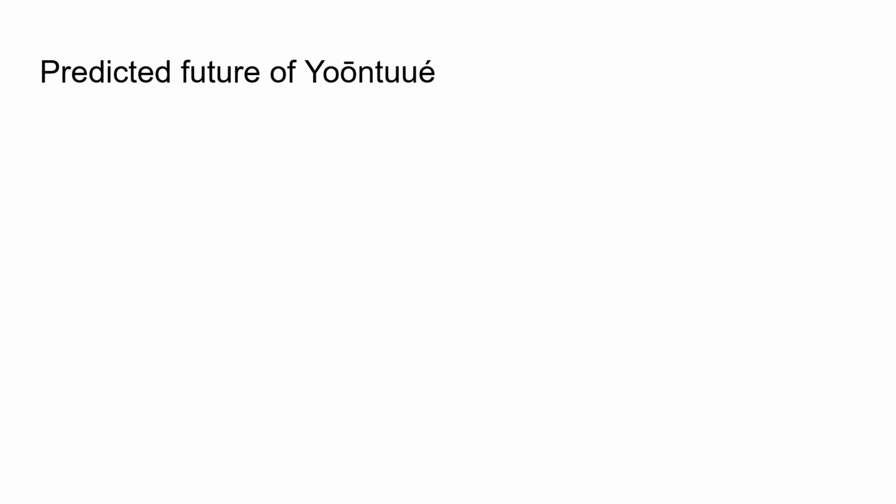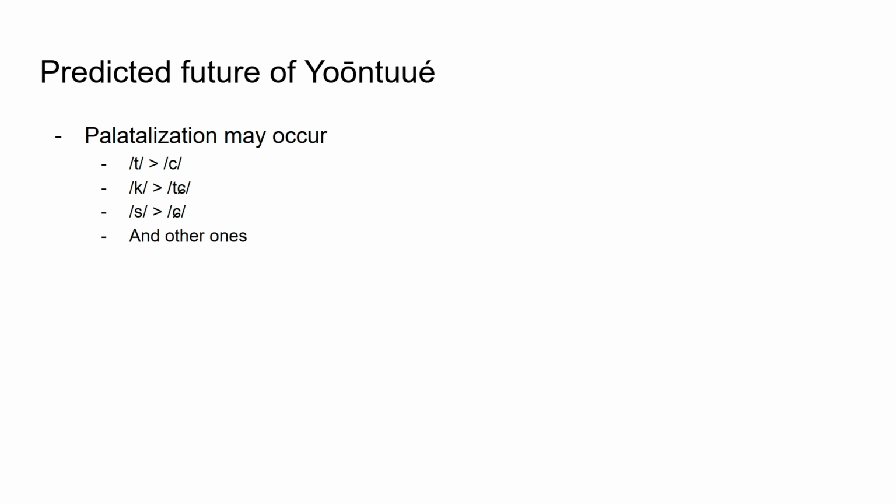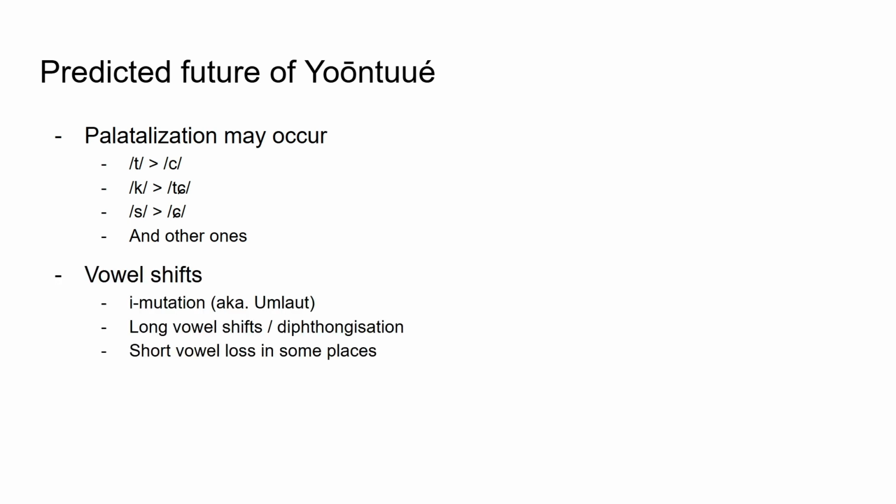What will happen? What could happen? What would happen? First off, palatalization may occur. T going to ch, k going to ch, s going to sh, in some cases, of course, and there are other pairs that may get palatalized. Now, vowel shifts, there may be I mutation, or as the German speakers would call it, umlaut. There's long vowel shifts and diphthongization probably, and they may be also short vowel loss in some.